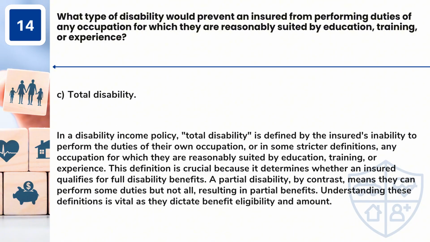Answer: C. Total disability. Explanation: in a disability income policy, total disability is defined by the insured's inability to perform the duties of their own occupation, or in some stricter definitions, any occupation for which they are reasonably suited by education, training, or experience. This definition is crucial because it determines whether an insured qualifies for full disability benefits. A partial disability, by contrast, means they can perform some duties but not all, resulting in partial benefits. Understanding these definitions is vital as they dictate benefit eligibility and amount.